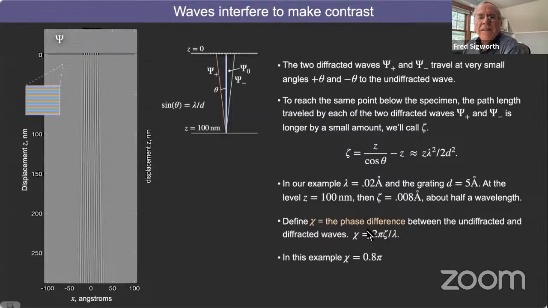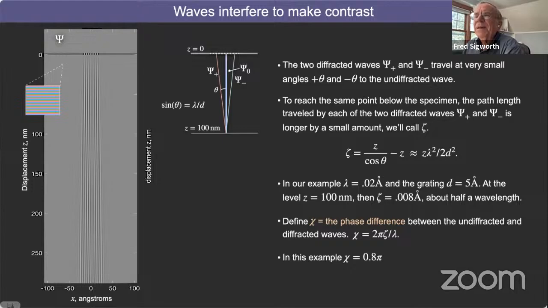So then if we define the phase difference between the undiffracted and the diffracted waves, that phase difference is just going to be 2 pi over lambda times this distance difference. And if we do this example, the phase difference is 0.8 pi. Okay, you like that? This is an important point.